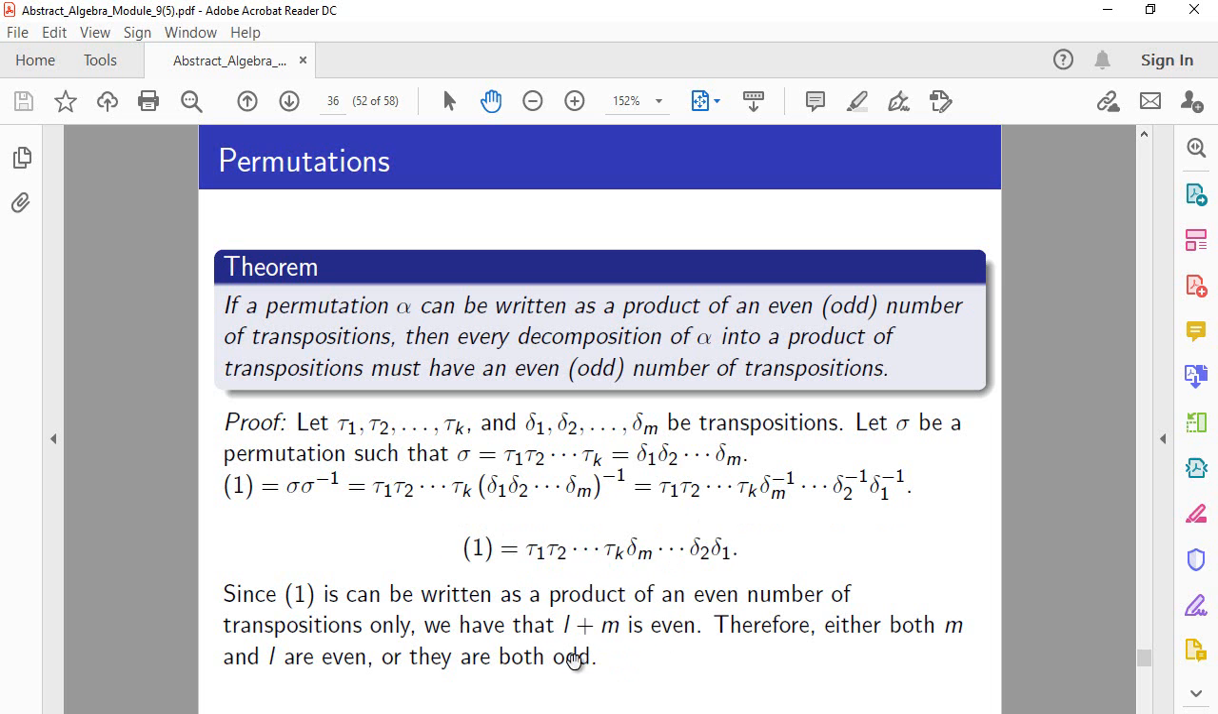Well, if k plus m is even, then either both k and m are even, or both k and m are odd, right? So if k plus m is even, then either both are even or they are both odd. So that pretty much proves that if I express alpha as a product of an even number of transpositions, then every decomposition of alpha into a product of transpositions must have an even number of transpositions. Again, we can make the same statement with the word odd instead of the term even.